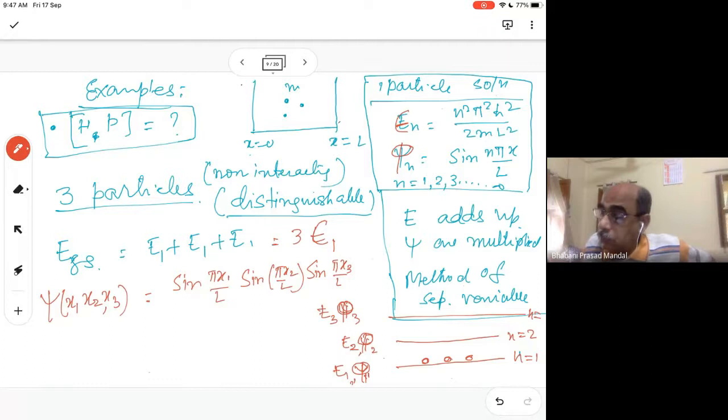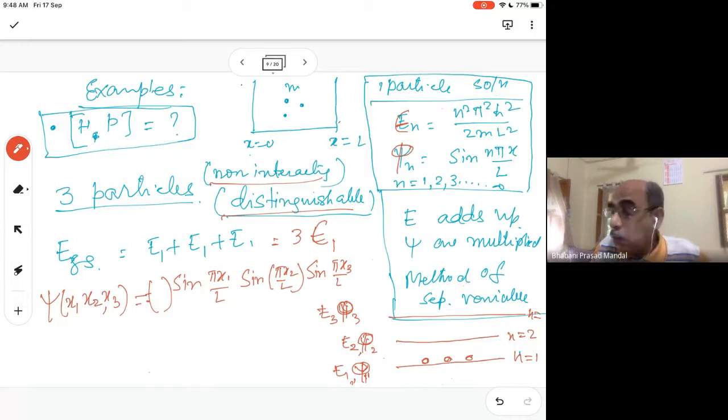And normalization is not important right now; it will be important later. Now, question is that clear to everybody? Let me repeat, I have used the one particle solution. I know the idea that when you have multiple particles, energy will be added up and wave function will be multiplied. Now I am considering non-interacting distinguishable particles. Identical particles will have a different situation, that will come. But right now we are considering distinguishable particles.